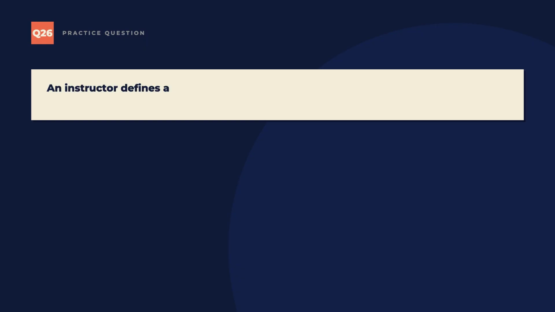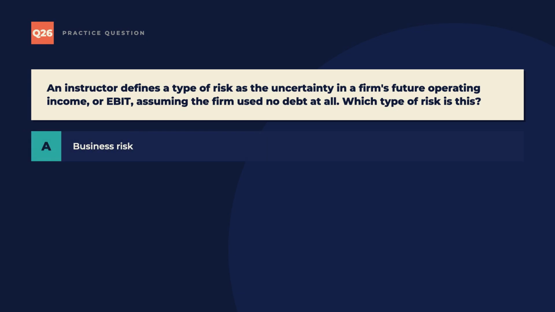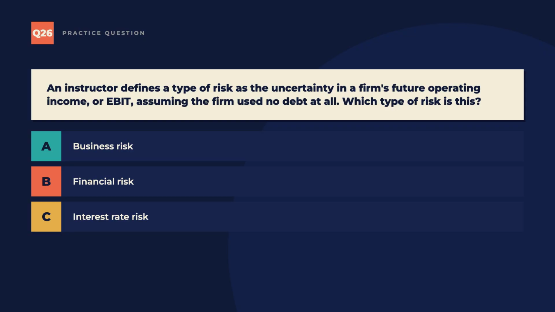Question 26. An instructor defines a type of risk as the uncertainty in a firm's future operating income, or EBIT, assuming the firm used no debt at all. Which type of risk is this? Your options are A. Business risk, B. Financial risk, C. Interest rate risk, D. Default risk. Take a second. Which answer would you pick?